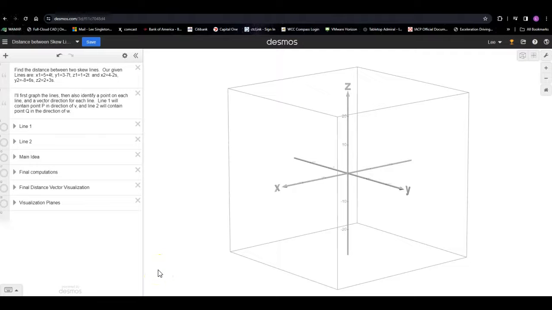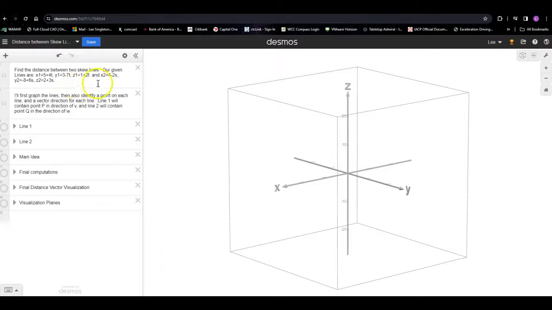Hey everyone, today we want to go ahead and look at finding the distance between two skew lines. And the lines I have are given up here. So I have line 1, x1, y1, z1, which is 5 plus 4t, 3 minus 7t, and 1 plus 2t. And then line 2, the x, y, z are 4 minus 2s, negative 8 plus 6s, and 2 plus 3s. So these are the two lines. The one has parameter t, one has parameter s, and we just want to find the distance between those two.